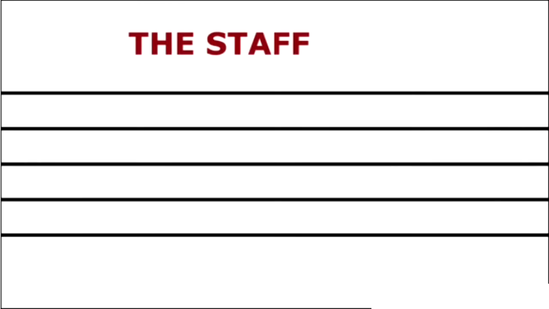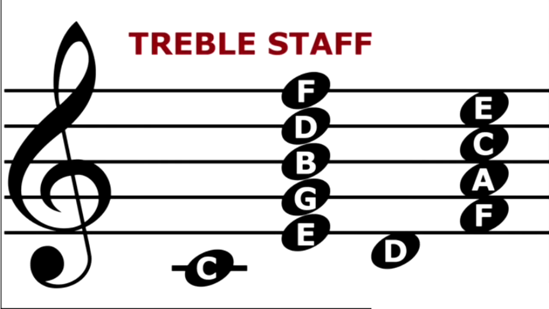Okay, so we're going to go back here to our staff. And our very first staff, the treble staff here, will begin with middle C there. And then you have the lines above that. And then we have our first space there, D, just below the staff. And then we have the spaces there.